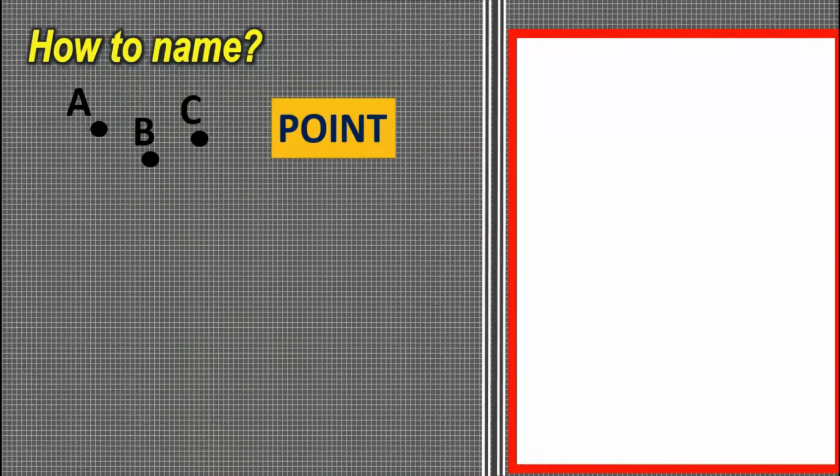Now, let us discuss how to name the following undefined terms. For instance, a certain point, for example. In here, we have the following points A, B, and C. Basically, points are labeled by means of capital letters. And so, we name them respectively as point A, point B, and point C.